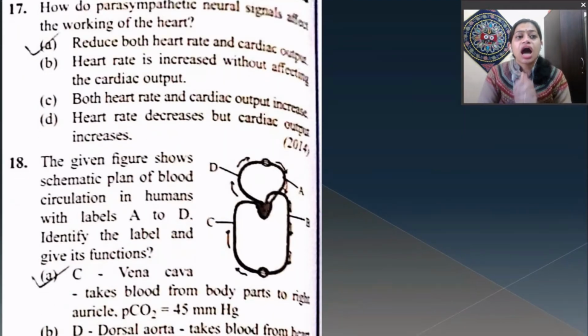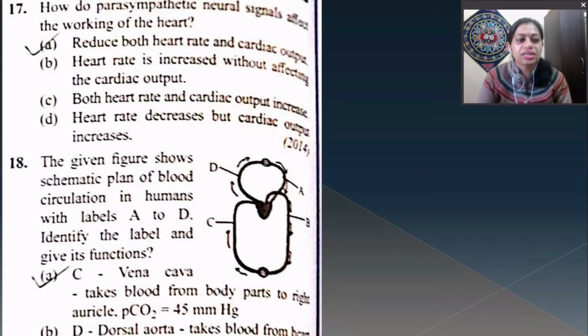Next question, how do parasympathetic neural signals affect the working of the heart? It reduces both heart rate and cardiac output, right? So parasympathetic neural signals reduce it, sympathetic neural signals increase it.